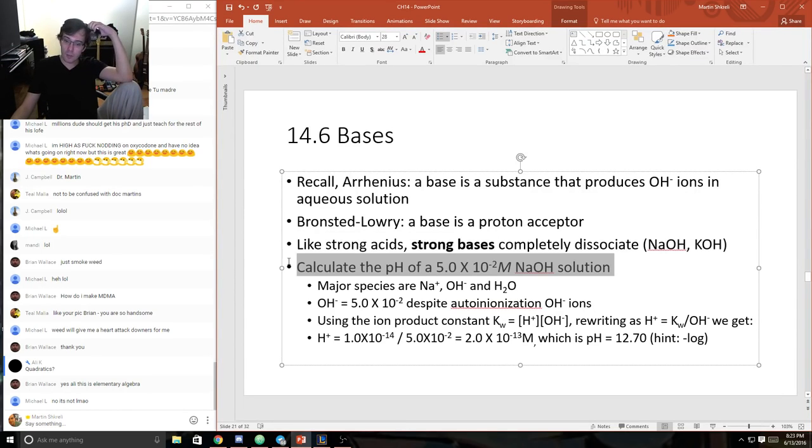So this strong base, let's calculate the pH. Well, this is going to be pretty easy. The pH of 5.0 times 10 to the negative second molar sodium hydroxide. Well, the major species are the first thing we're going to list. We're going to have Na plus, the cation, hydroxide anion, and water.